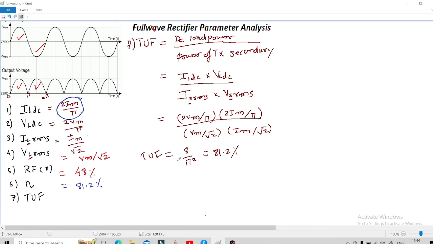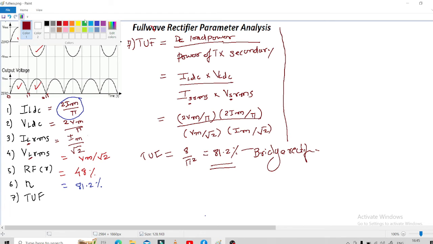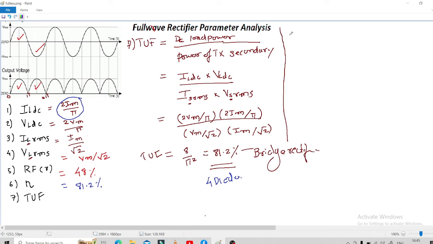Okay, so the transformer utilization factor for a bridge rectifier. So this 81.2% is the transformer utilization factor for the full wave bridge rectifier. Now there is one more rectifier, that is the full wave center tap rectifier, which consists of two diodes. But the transformer utilization factor for a full wave center tap rectifier is different from the full wave bridge rectifier, because here you consider four diodes, and here we are going to get it for two diodes.